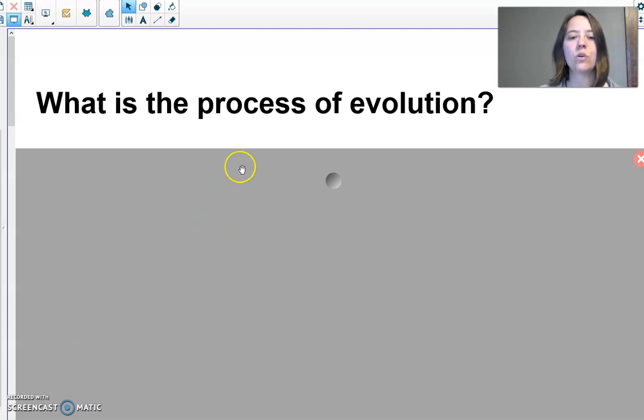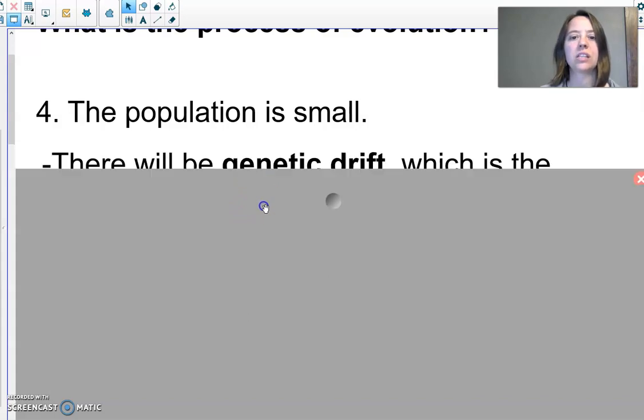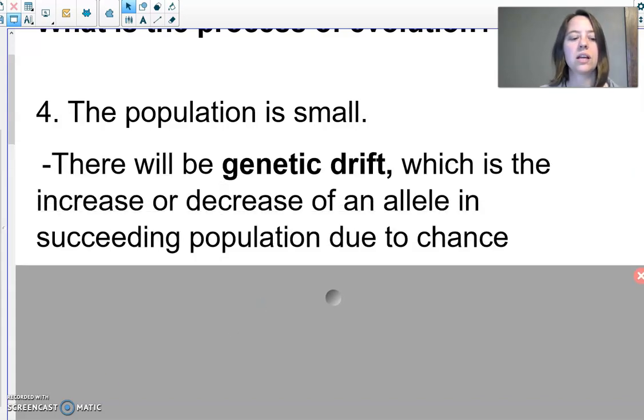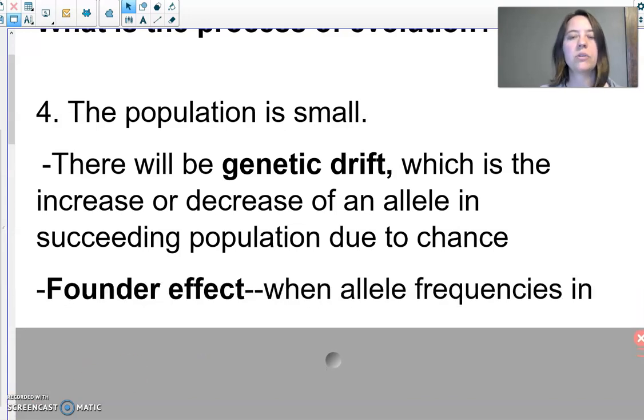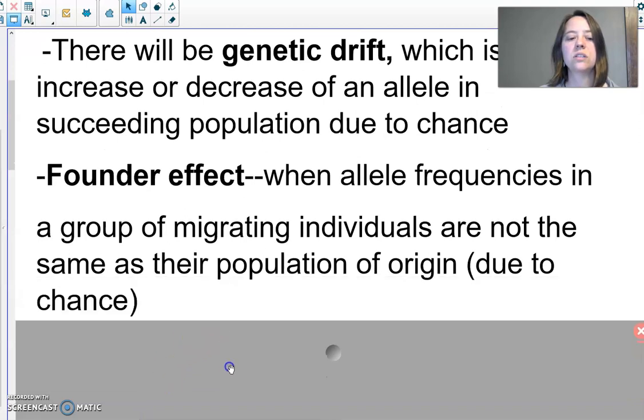Let's look at our fourth requirement for evolution. Evolution is more likely to happen when the population is small. So it is more likely that there will be genetic drift, which is an increase or decrease of an allele in the succeeding population, like the next generation, due to chance. There are a couple different types of genetic drift. One is called the founder effect, when allele frequencies in a group of migrating individuals are not the same as their population of origin, and this is just due to chance.